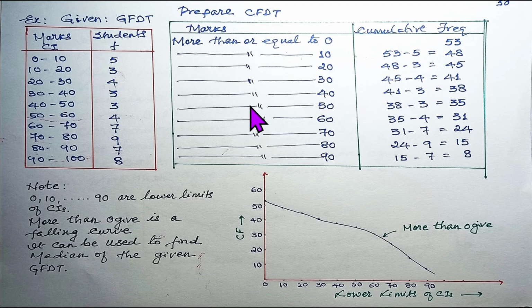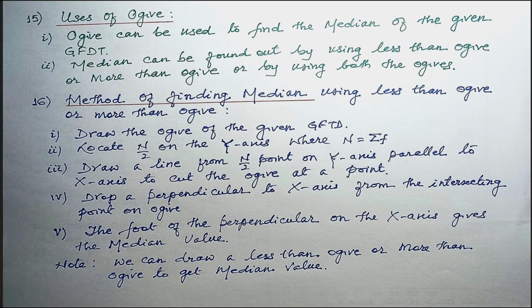Now if you look at the values here, 0 to 90, they are the lower limits of the GFDT. For the more than Ogive, when you locate the points and join them, we get a smooth falling curve. So this is a smooth falling curve, and this is the more than Ogive. The more than Ogive is a falling curve, and it can be used to find the median of the GFDT. Remember that. Now the question is, what are the uses of Ogive?